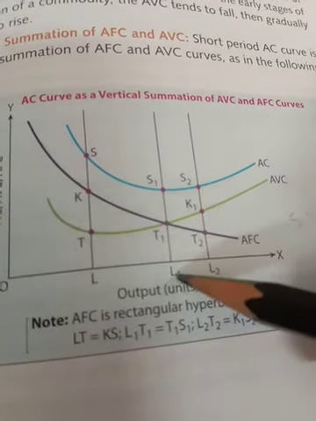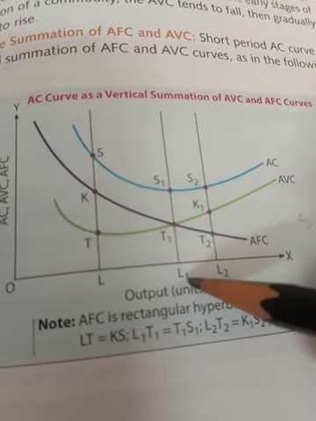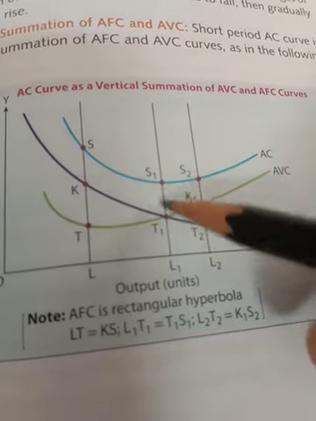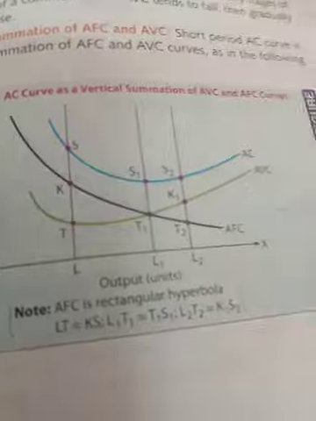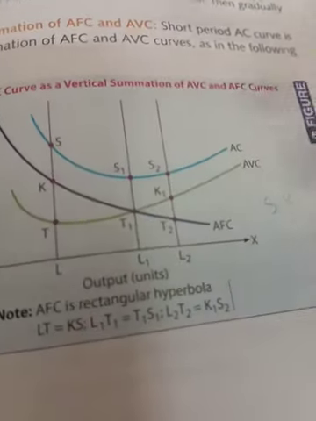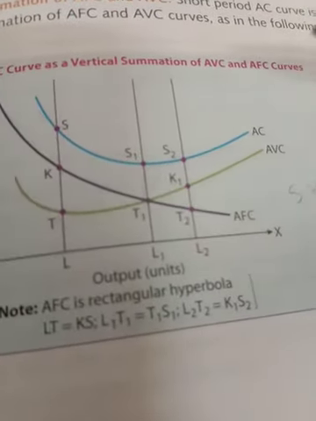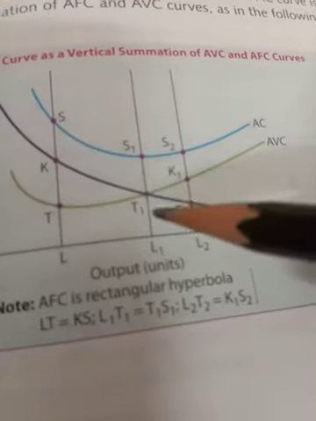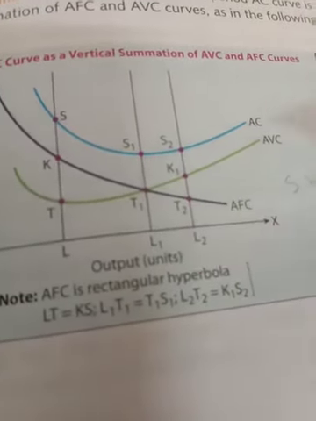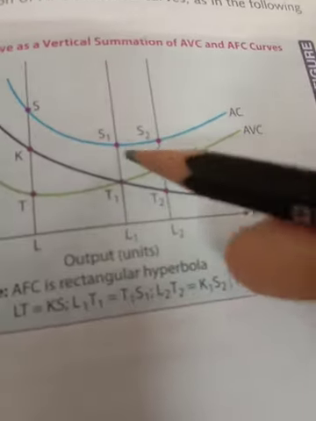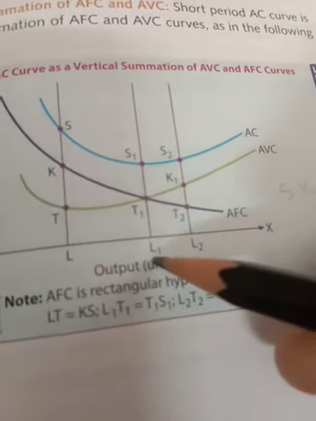Now the next part, they have taken L1 unit of output. At L1 unit of output, S1 and T1, these two points cover the difference between the average cost and the average variable cost, and that is known as average fixed cost. So T1 L1 is the average fixed cost over there, and S1 T1 should be equal to T1 L1.